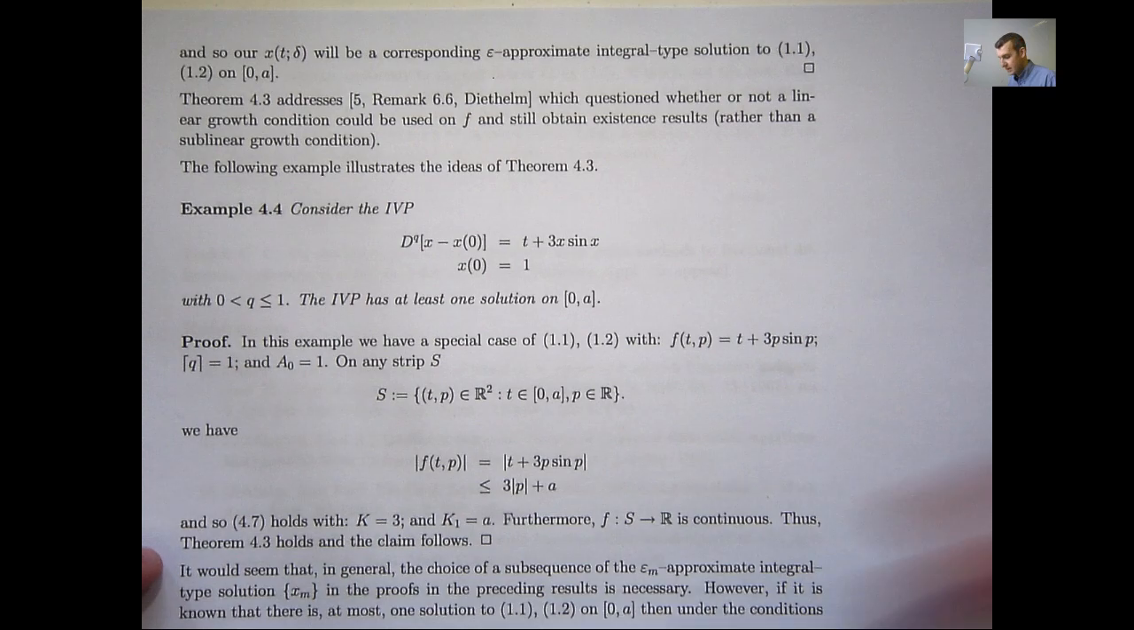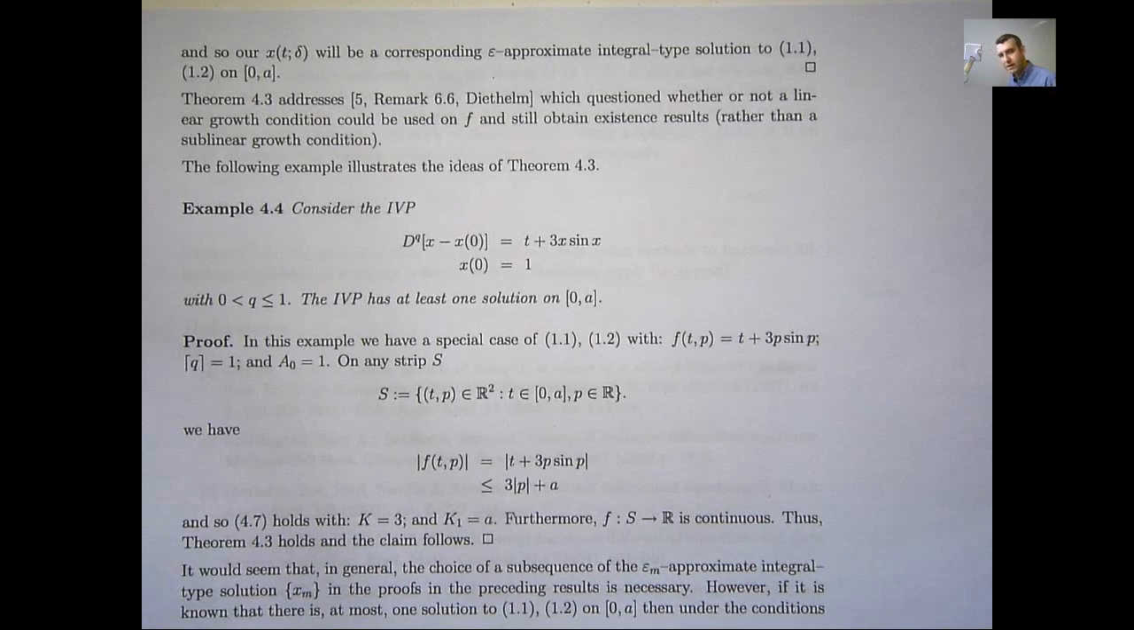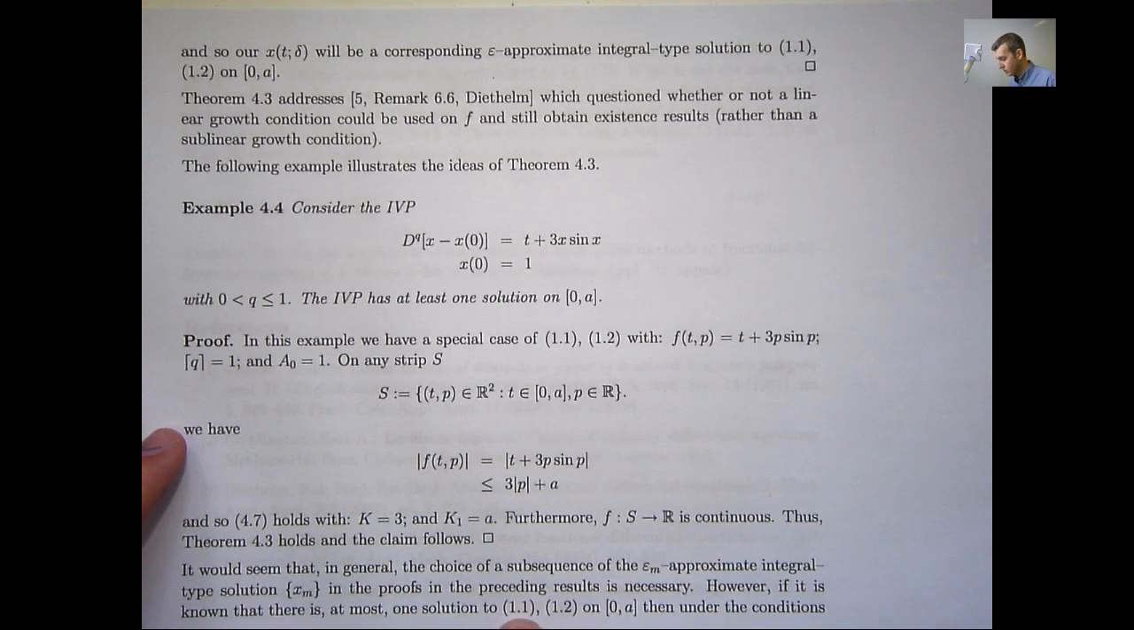So it would seem that from the proof of the main results here, the choice of a subsequence of the x sub m is necessary. However, it's not necessary if it is known that the original problem, 1.1, 1.2, has at most one solution.